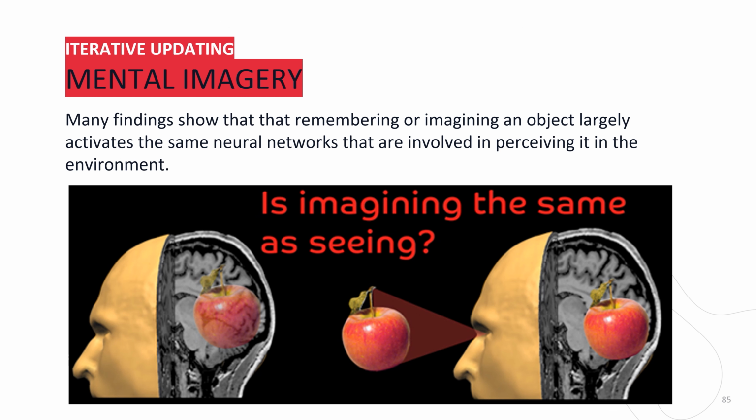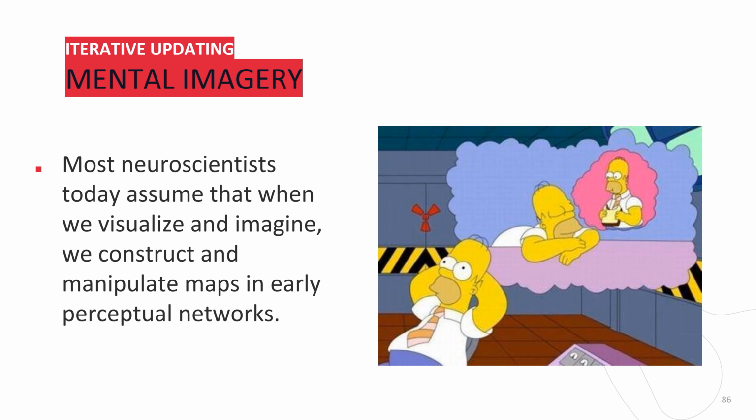Many findings show that remembering or imagining an object largely activates the same neural networks that are involved in perceiving it in the environment. This has shown that in the brain, imagining something and actually seeing it are very similar. Most neuroscientists today assume that when we visualize and imagine, we construct and manipulate maps in early perceptual networks. The available population of assemblies in sensory cortex serve as an active canvas for either the environment via feed-forward connections or expectation and imagination via feedback connections to paint on.